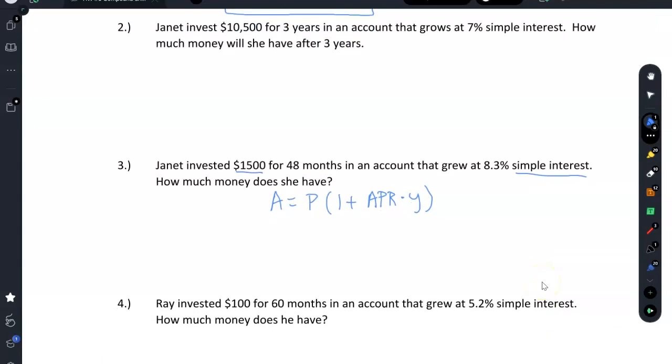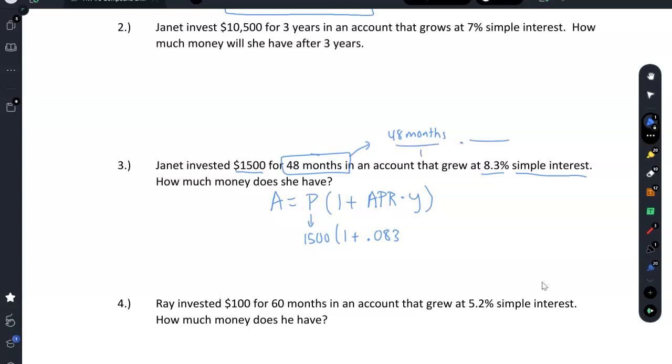So she invested $1,500. That's how much she started with. The rate was 8.3, so I need to turn that into a decimal. So 0.083, and you can always add a 0 in front of the decimal. And then she did this for 48 months, which is not a year. I need to convert that to years, 48 months.